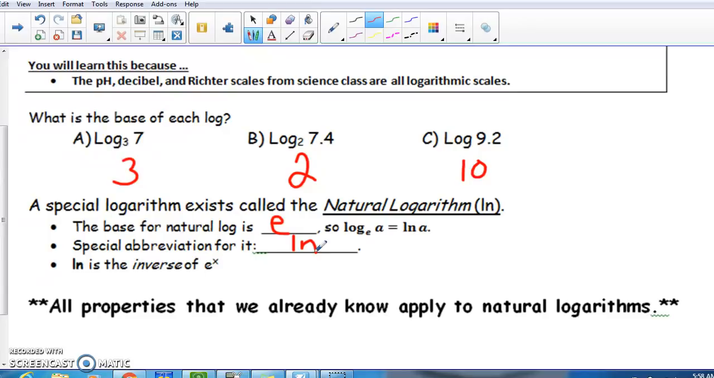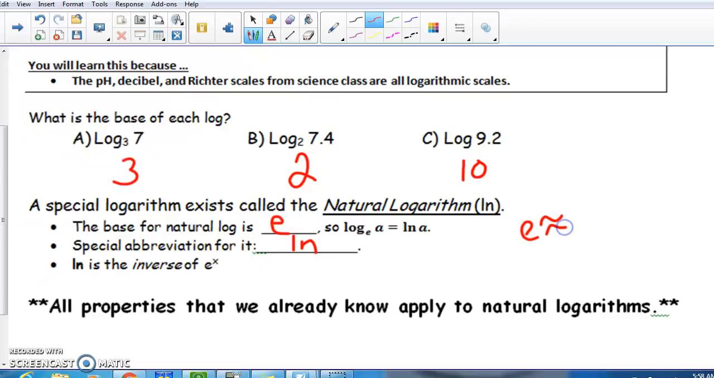So first of all, that's a lot of information, and I'm sure you're thinking, what the heck is e? So think of it like this. Back in early middle school, late elementary school, you learned about pi. Pi was an irrational number that went on forever. It was 3.14159, and it kept going. e is also an irrational number.